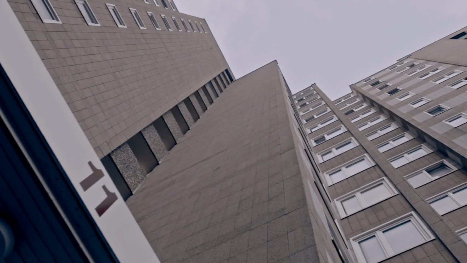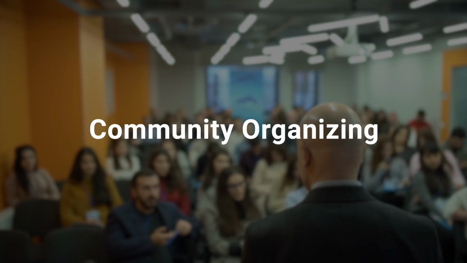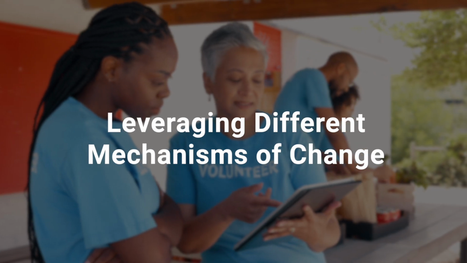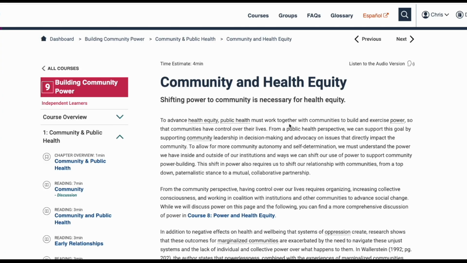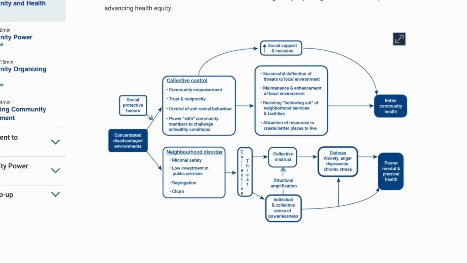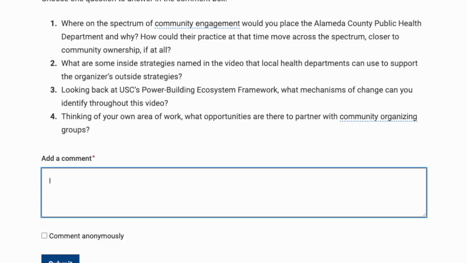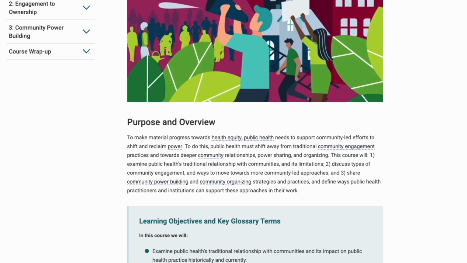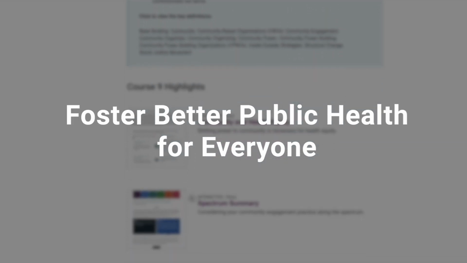And if you're ready, there's even more to think about when it comes to building and shifting power, community organizing, and leveraging different mechanisms of change alongside the community. In this course, you'll explore numerous readings and interactives that break down the process in detail. Take time to dig into the readings, discuss things with your team, and work out what it means to engage with the community and shift power. Course 9 is a fascinating look at how we can do our jobs more deeply, build power with the community, and foster better public health for everyone. So dig deep into Course 9 and start building.